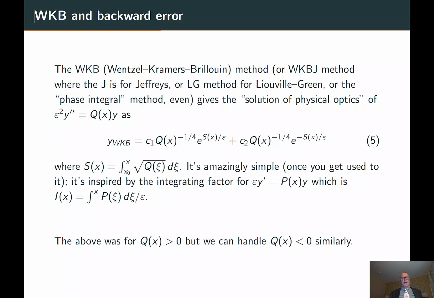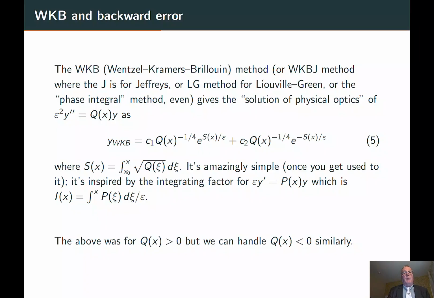Okay, WKB and backward error in general. So the WKB method is named for three researchers, Wentzel, Kramers, and Brillouin. And sometimes the J is added for Jeffreys, or sometimes people ignore all four of those people and say Liouville and Green did it first, which is correct. Or people abandon names entirely and say, let's just call it a phase integral method. So there are lots and lots of papers and books on this particular method.